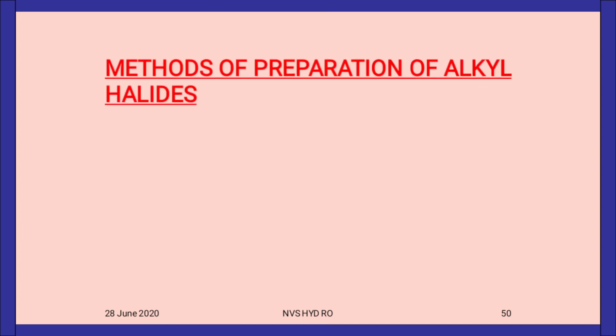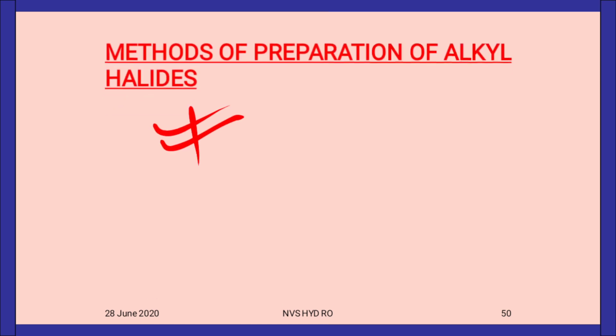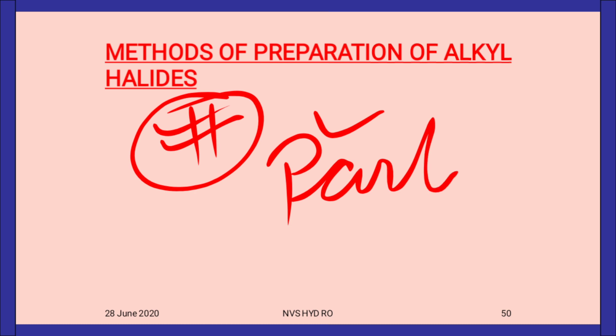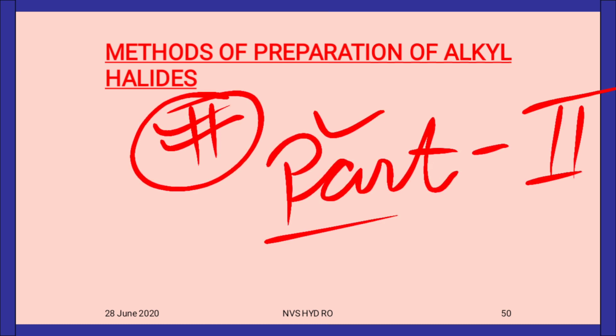Next would be the preparation of alkyl halides, and I would like to take this in my part 2. Today I had discussed the classification, the nomenclature, and the nature of C-X bond, and after that the physical properties. So that's all I can take within an hour. Hope that you have clearly understood each and everything.